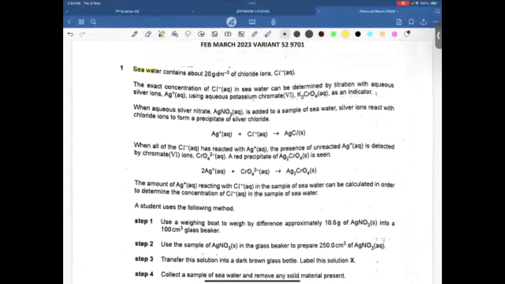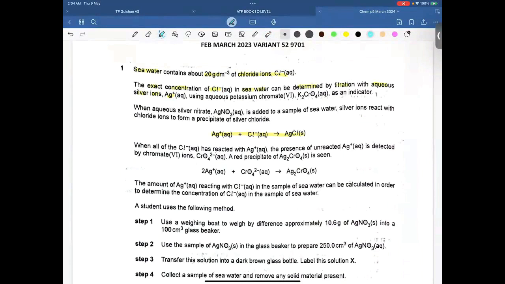Seawater is basically a mixture of different salts. In those salts, we have a concentration of chloride ion, which is 20 gram per dm cube. The exact concentration of chloride ion in seawater can be determined by titration with aqueous silver ions. And obviously this is going to be a precipitation reaction, because when silver ions and chloride ions react together, silver chloride is formed. And the equation for this reaction is going to be like this.